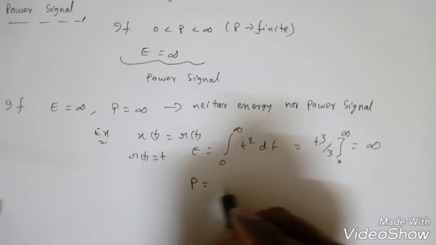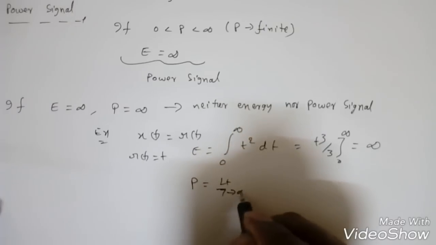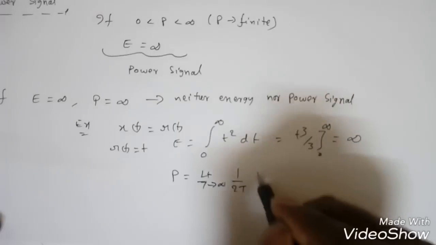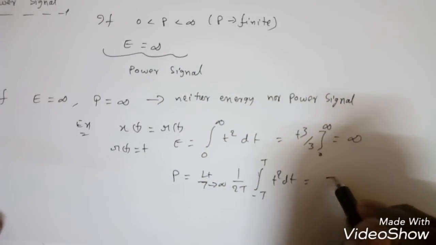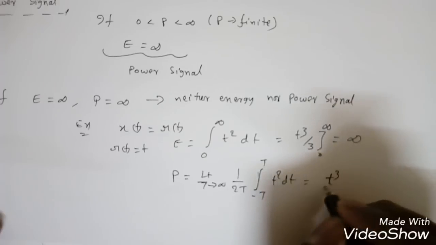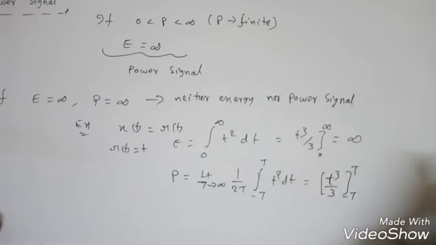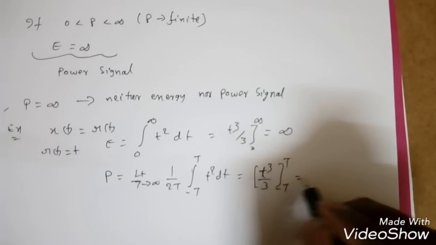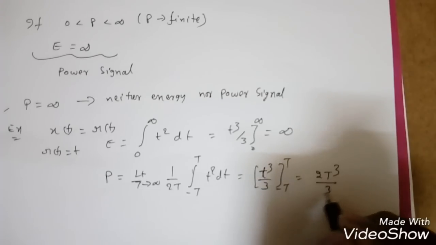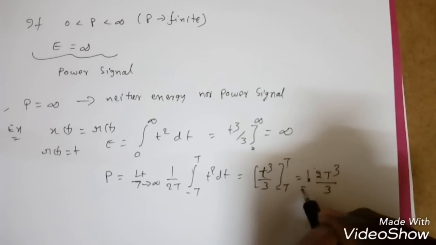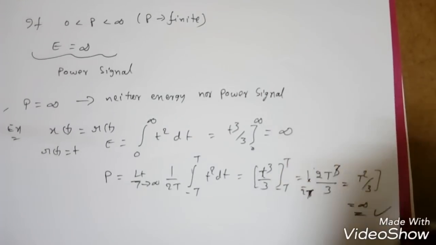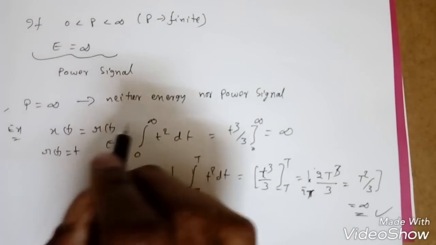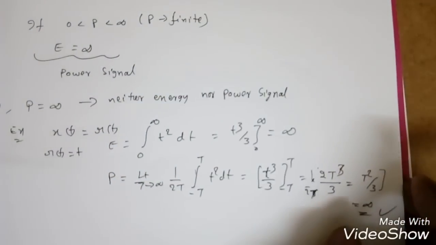Similarly, if I find power, so limit T tends to infinity 1 by 2T, integration of minus T to T, t square dt. Again we will get t cube by 3, from minus T to T. So what we will get, T cube plus T cube. So 2 capital T cube by 3 into 1 by 2T. So T cancels, we will get T square by 3, and this T is infinity, so again we will get infinity only. So the ramp signal is neither an energy nor a power signal, right?